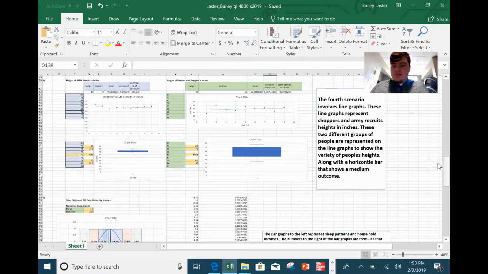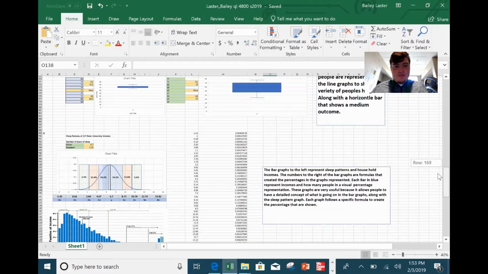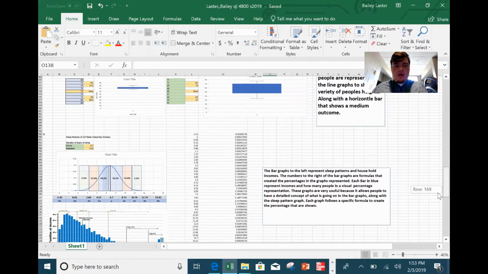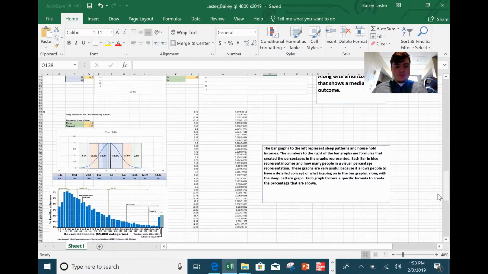So let's see here. Moving right along to scenario 5. So here is a formula that we were told to put in the system, just like Miss Benzie's. And this here represents the outcome. Both of these charts, 2 different bar graphs.